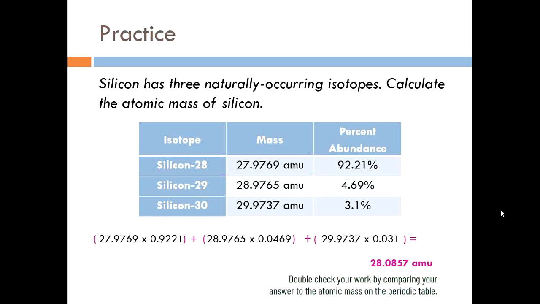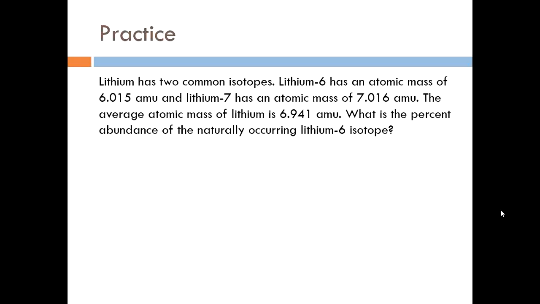There's one more way to double check our work. We can look on the periodic table. Use your periodic table to find silicon, number 14, and what's the mass? The mass is 28.0855. That's pretty close, so we know we did a good job on that. Let's take a look at our second example.